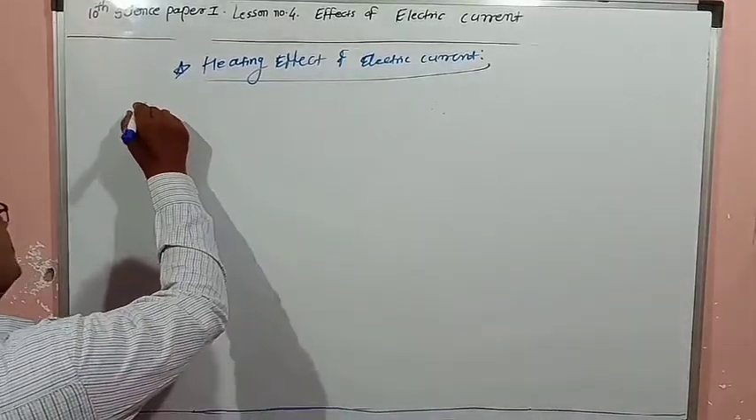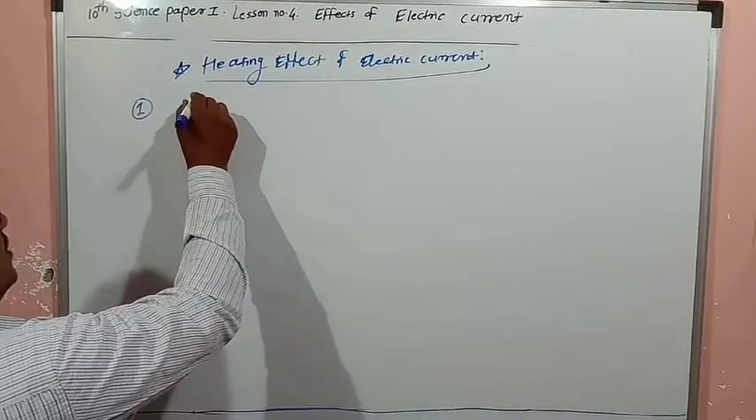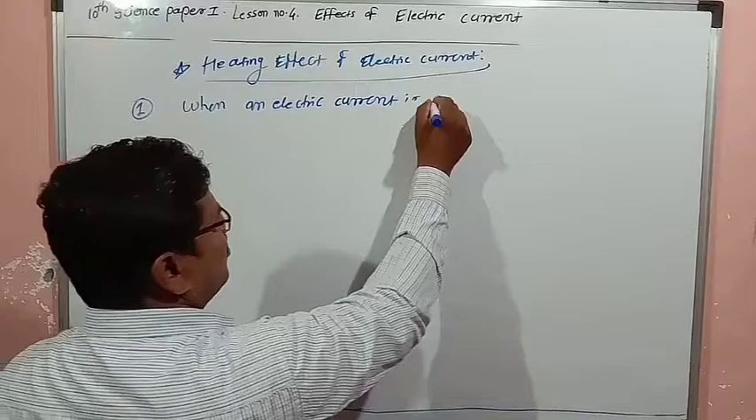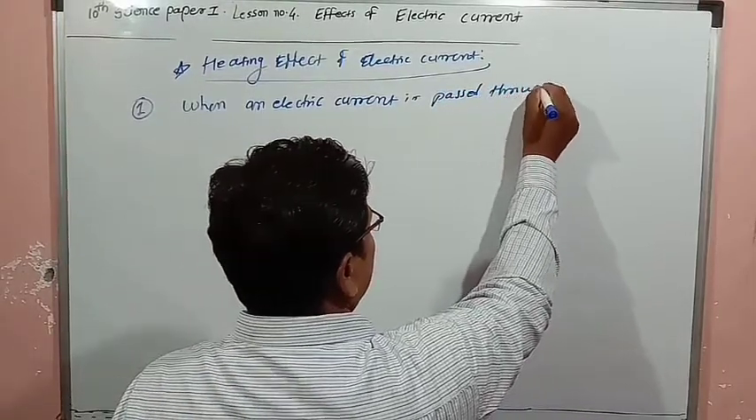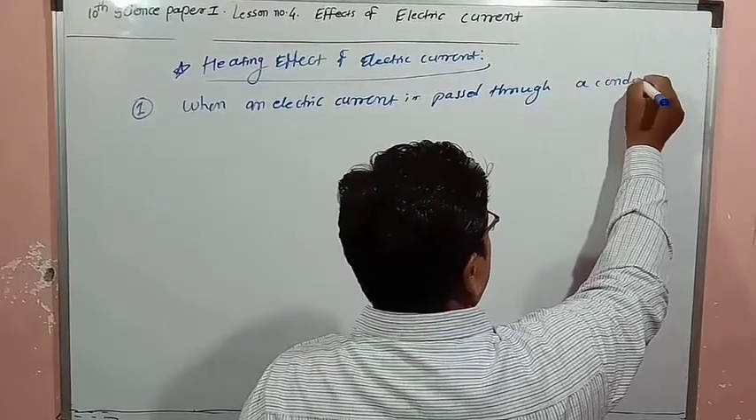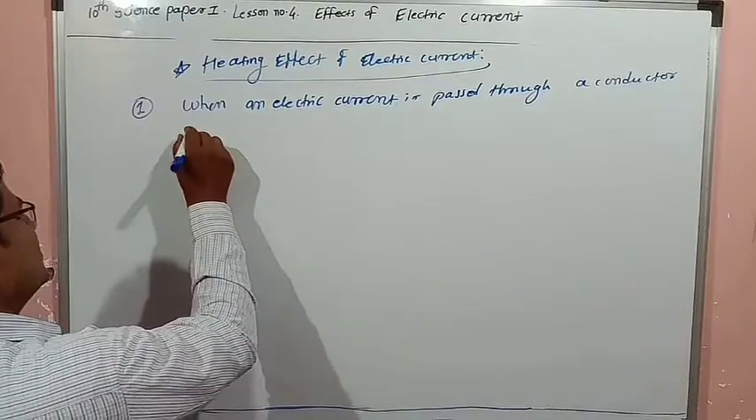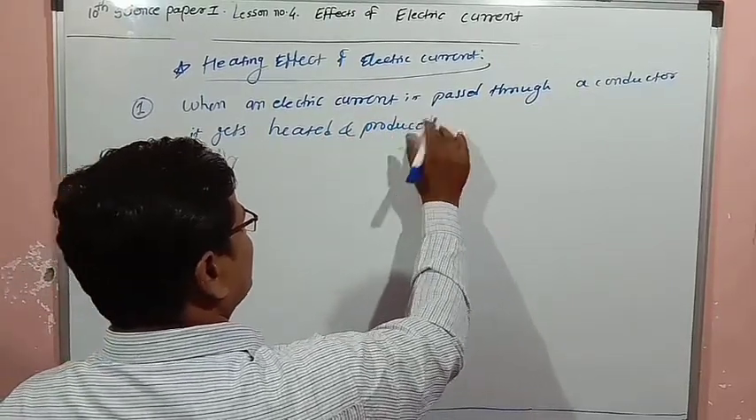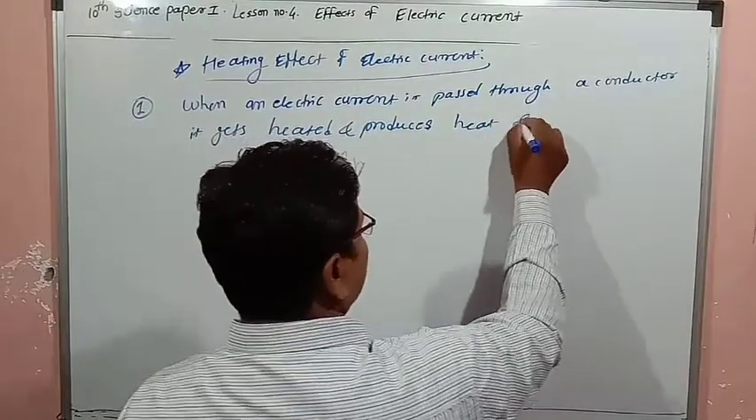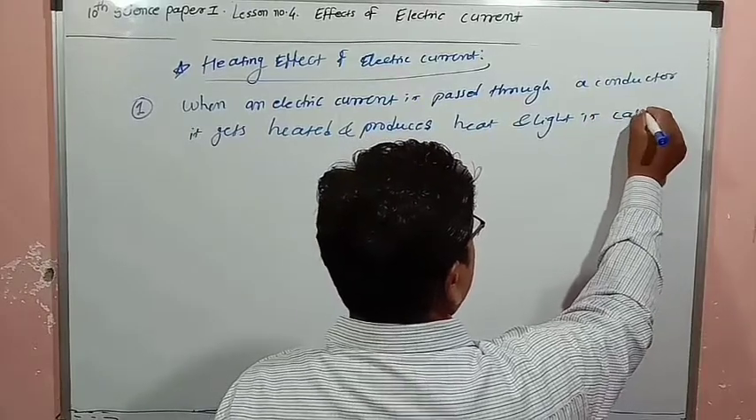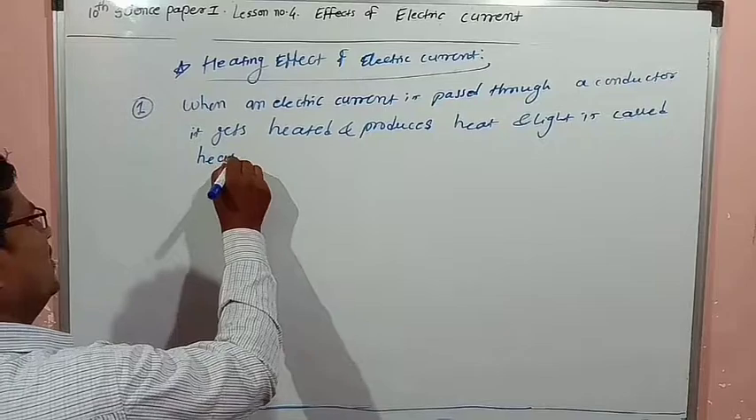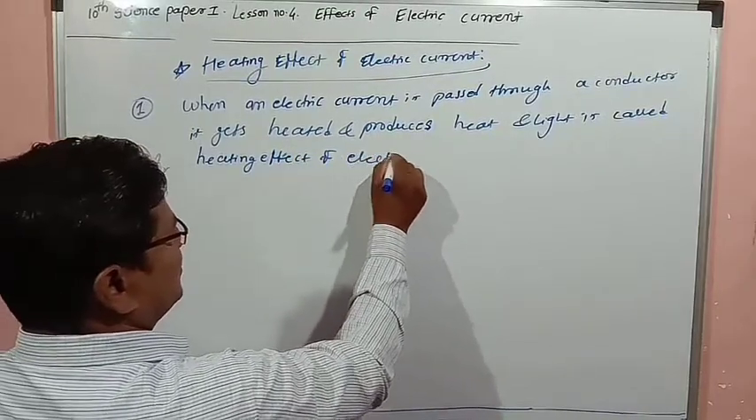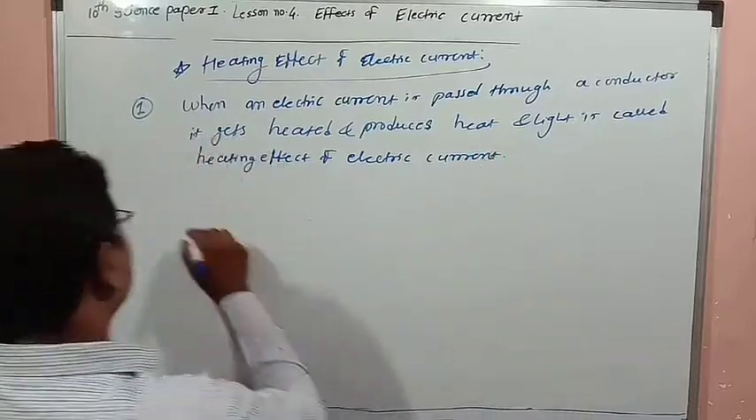First point: when an electric current is passed through a conductor, it gets heated and produces heat and light. It is called the heating effect of electric current.